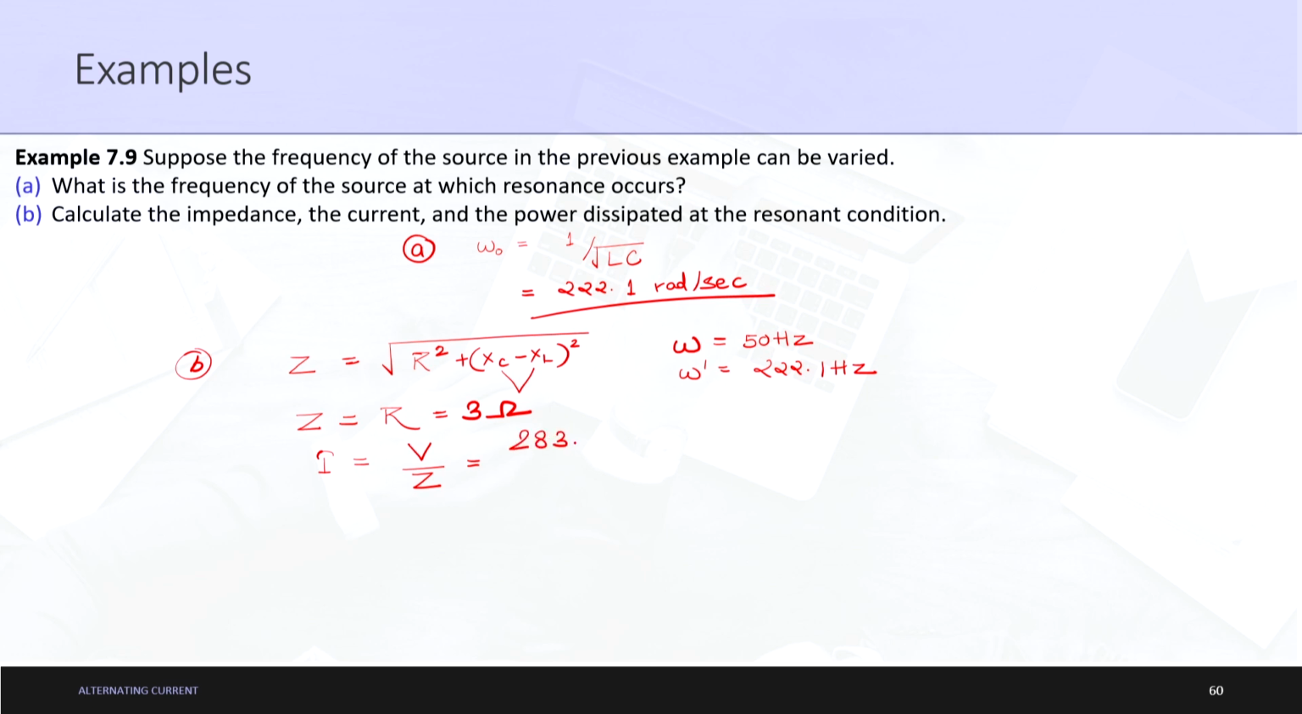So I am just denoting everything by Vrms. So it will be 283 by root 2 to calculate the value of Vrms, and capital R is given to us as 3. Therefore this time the current obtained is 66.7 amperes, right.